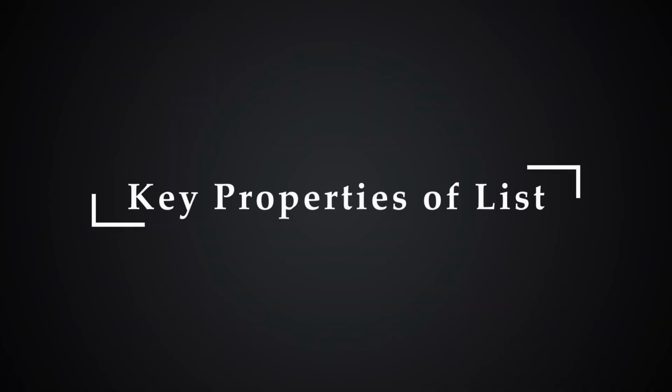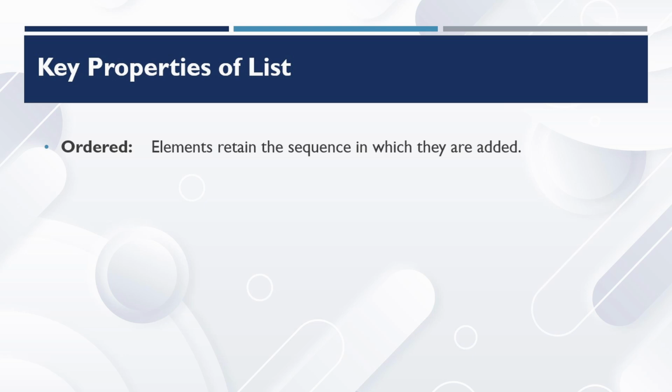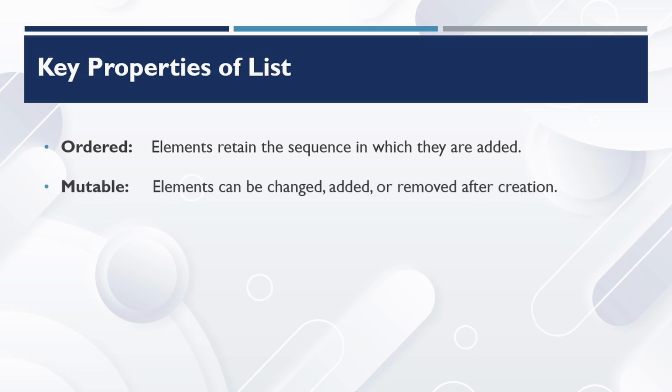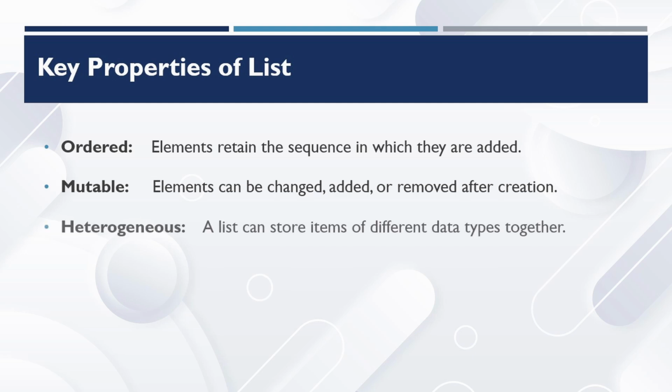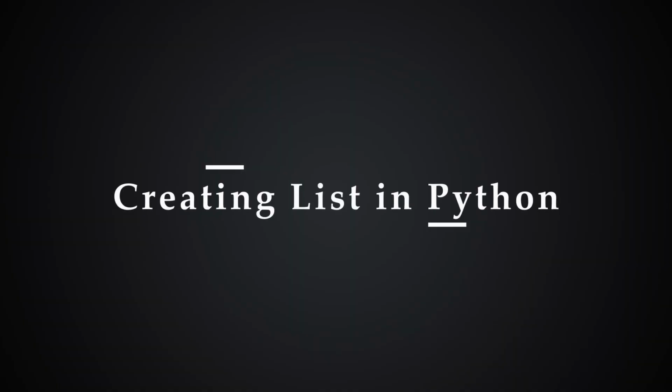Let's look at some key properties of a list in Python. First, lists are ordered, meaning the elements maintain the same sequence in which they are added. Second, they are mutable, so we can modify, add, or remove elements even after the list is created. And third, lists are heterogeneous, which means they can hold items of different data types together like integers, strings, floats, and even other lists.